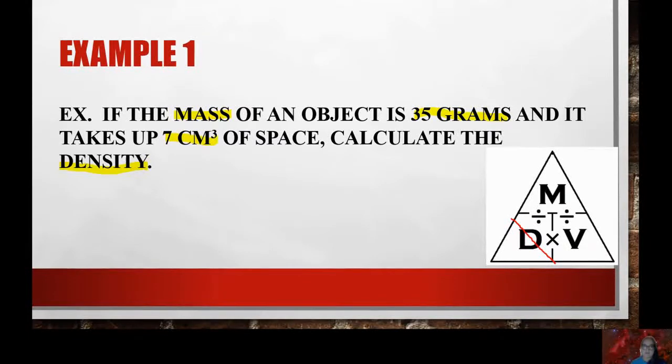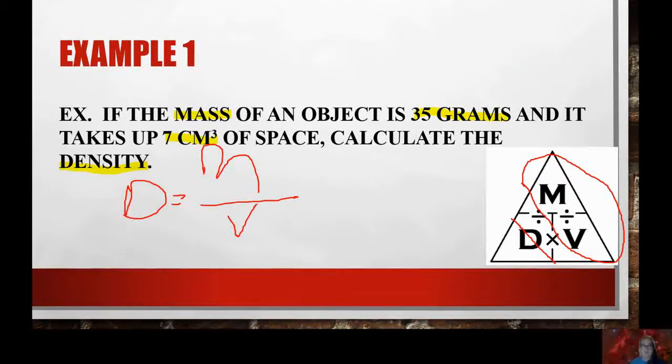So mass, am I given the mass? Yes. And volume, I have units of volume here, centimeters cubed. So yes, I have mass and volume. That means I can solve the problem. Now, if I'm looking for density, what is the operation being used in between mass and volume? Division. So now I know my equation. Density is going to be equal to mass divided by volume.